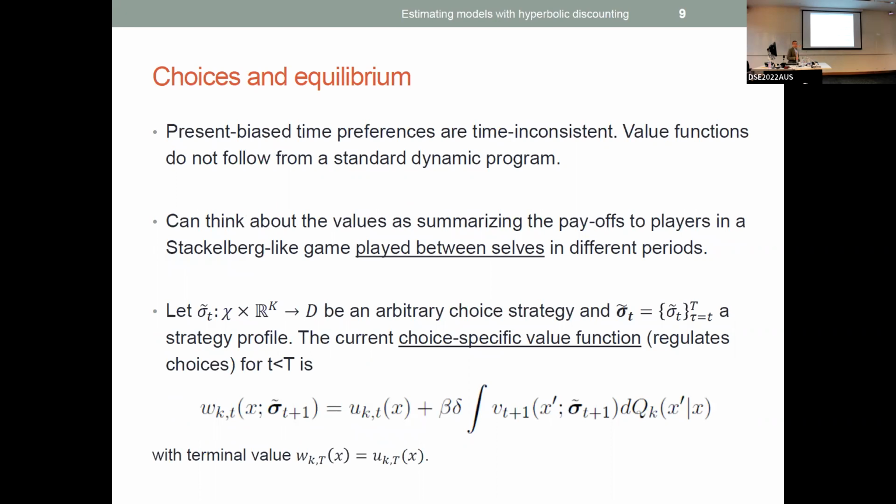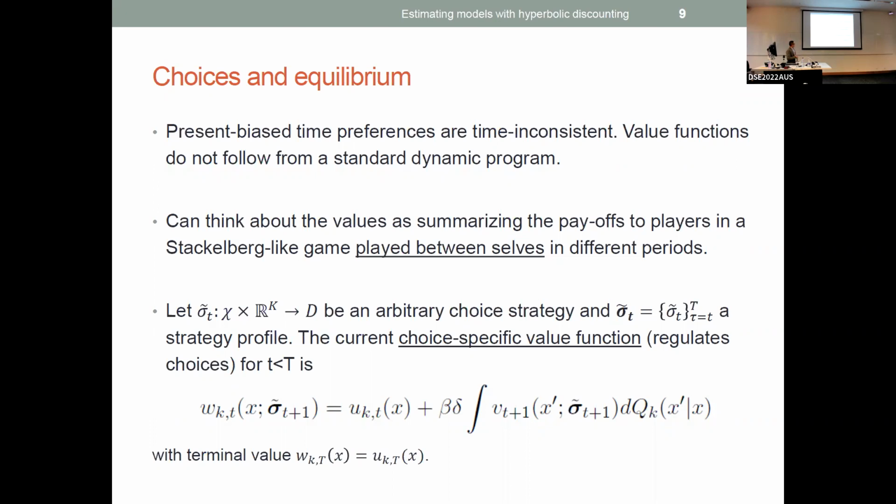Present bias: time preferences are time inconsistent, and value functions do not follow from a standard dynamic program. And it is an intrapersonal game, as we briefly mentioned at the beginning. We can think about the values as summarizing the payoffs to players in a Stackelberg-like game played between selves in different periods.